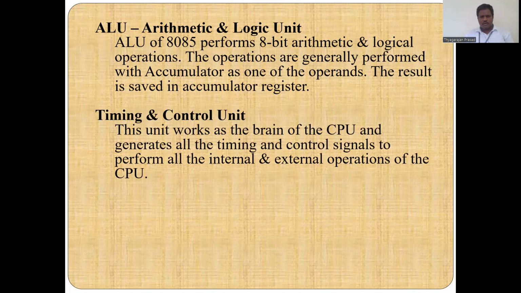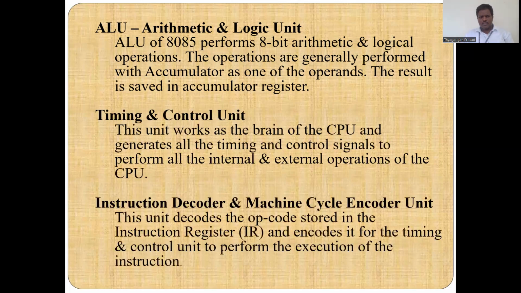The timing and control unit. This unit works as the brain of the CPU and generates all the timing and control signals to perform all the internal and external operations of the CPU. The instruction decoder and machine cycle encoder unit decodes the output stored in the instruction register and encodes it for the timing and control unit to perform the execution of the instruction.